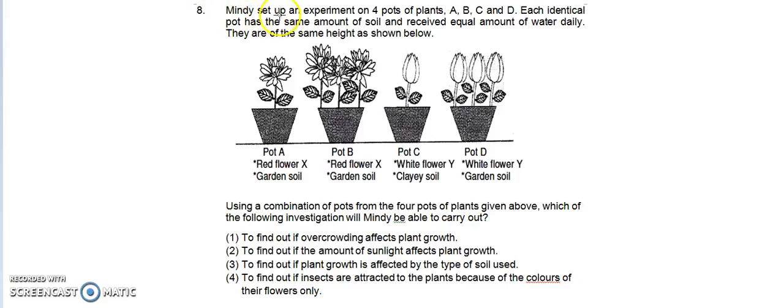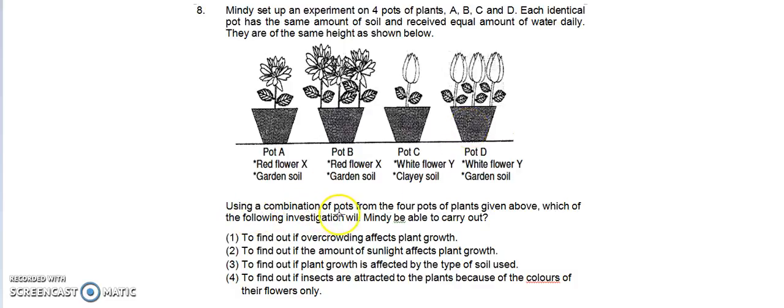Question 8. Mindy set up an experiment on 4 pots of plants, A, B, C and D. Each identical pot has the same amount of soil and received equal amount of water daily. They are of the same height as shown below. So we have pot A with 1 red flower and garden soil, pot B 3 red flowers and garden soil, pot C 1 white flower with clayey soil, and pot D 3 white flowers with garden soil.